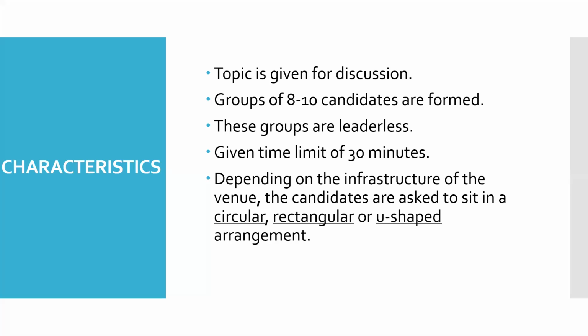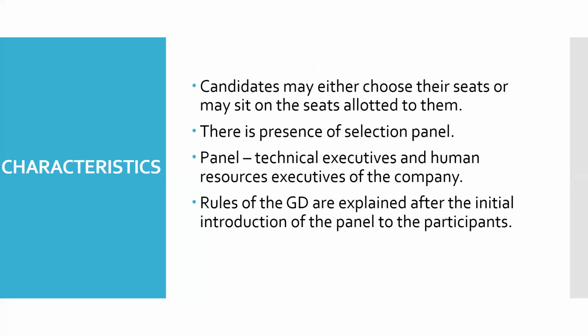Depending on the infrastructure of the venue, the candidates are asked to sit in circular, rectangular, or U-shaped arrangements. Candidates may either select their seats or they would be allocated seats with their names written. Now, the group discussion actually takes place in the presence of a panel who is going to judge them. The panel would comprise people from the HR department as well as the technical executives of a particular company.